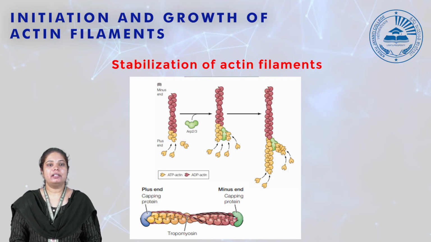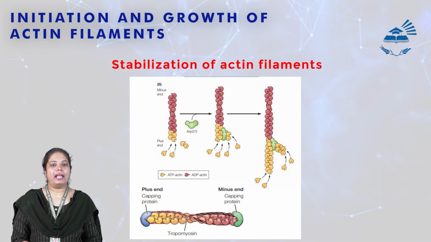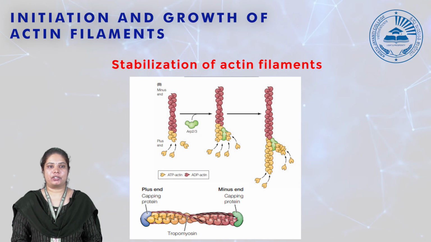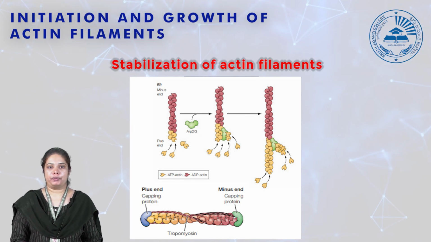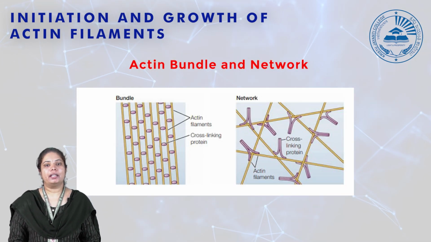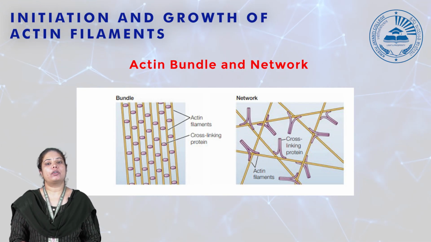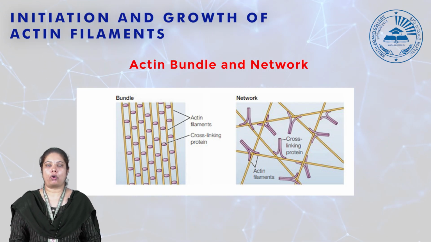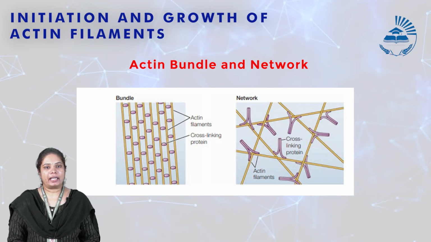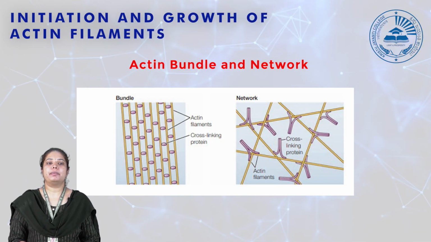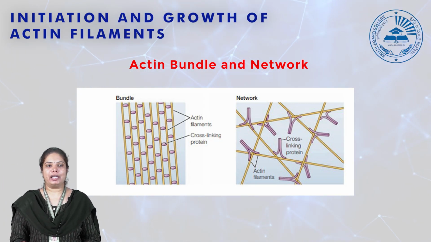As an actin bundle, the filaments will be arranged parallelly and the cross-linking protein will be present. So parallel bundles will be formed. And in the case of networks, we have cross-linking of these actin filaments, and the cross-linking protein will randomly cross-link these networks. So your actin filament can be assembled into both bundles as well as networks.